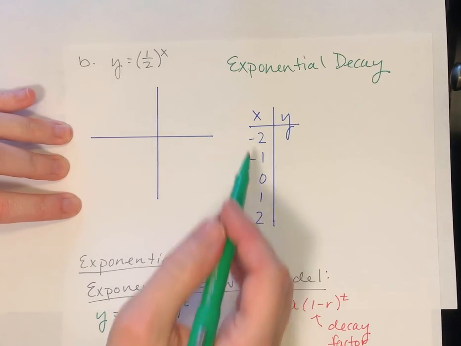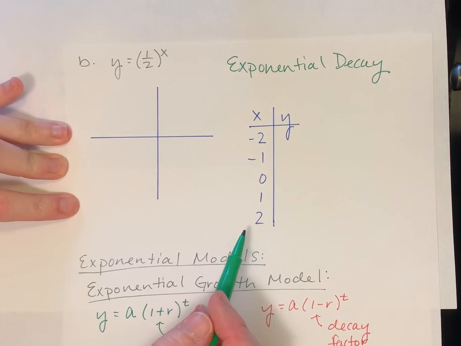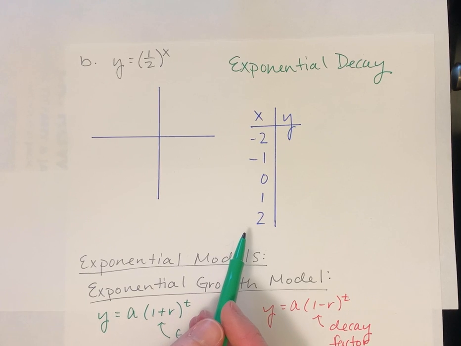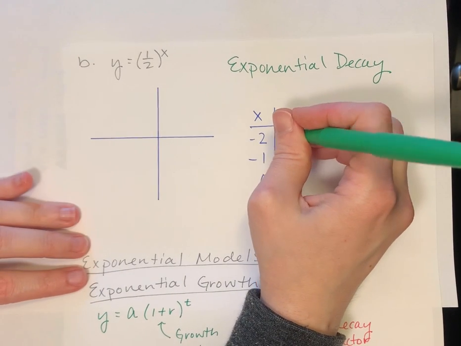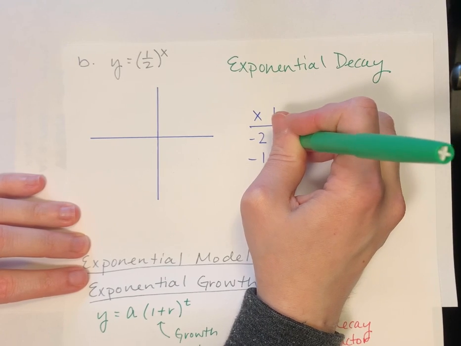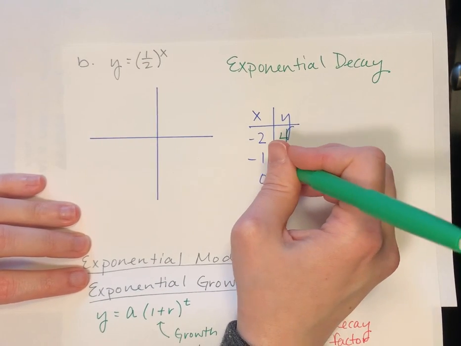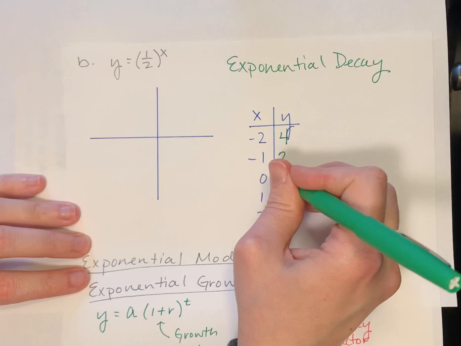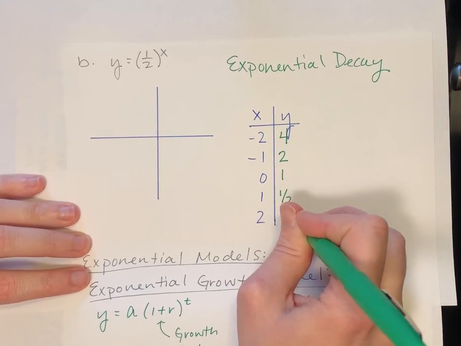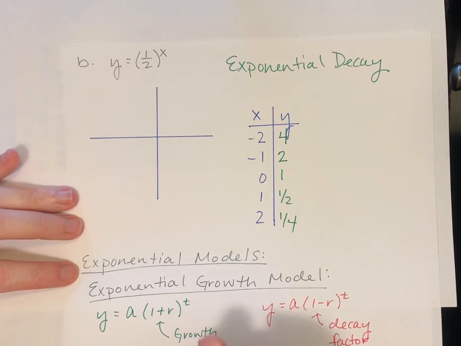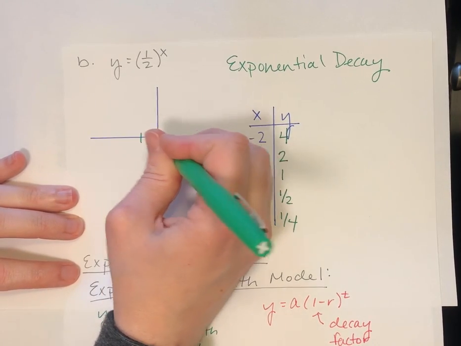Okay, so again, I just chose the same values. I'm going to plug them into my calculator. And I have that when I plug -2 in, I should get 4. -1 should be 2, then 1, 1/2, and 1/4. So I'm going to plot these points.